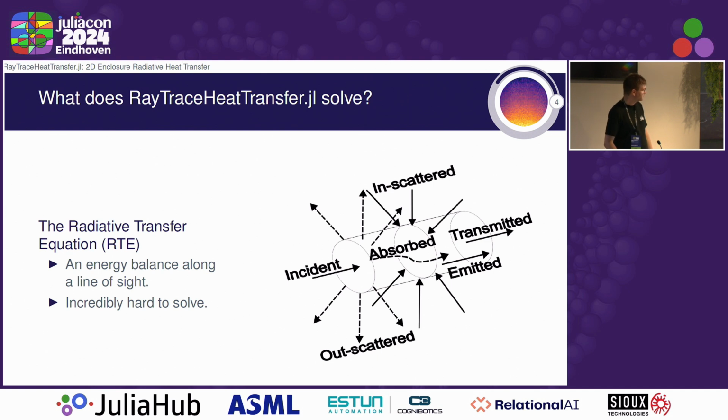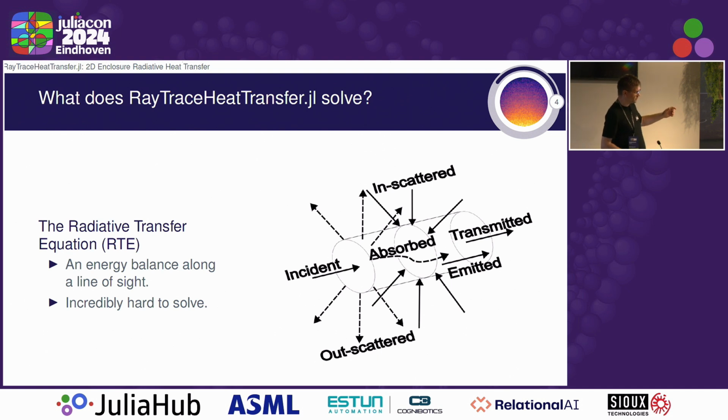Then what does RayTraceHeatTransfer.jl solve? It solves the radiative transfer equation. I didn't show the equation here because it's a long integro-differential equation, and then I would have to explain all the terms. I would rather explain the phenomenon that it models, and it's an energy balance along a line of sight in any domain. Then we have some incident radiation and some transmitted radiation. And this equation models on a differential level what happens to the ray from when it goes into that differential volume until it goes out. So then you have to integrate it along the ray.